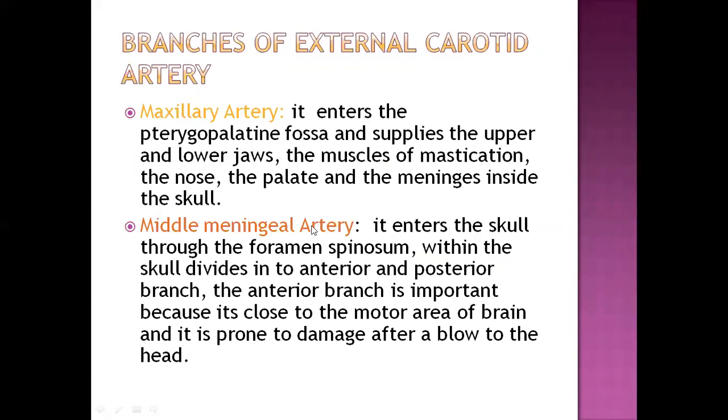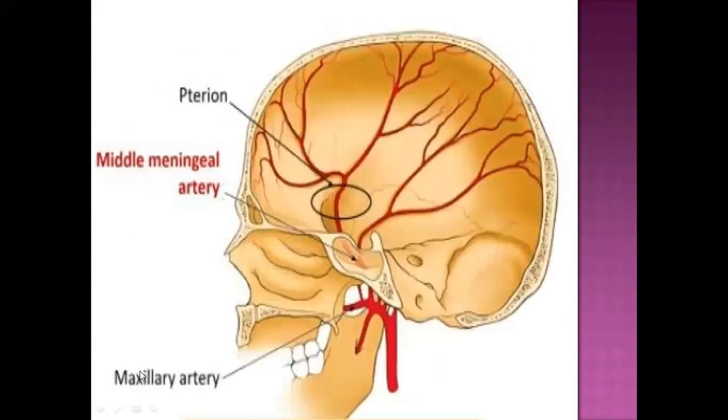The middle meningeal artery enters the skull through the foramen spinosum. Within the skull, it divides into the anterior and posterior branch. The anterior branch is important because it is close to the motor area of the brain, and it is prone to damage after a blow to the head. So it enters through the foramen spinosum and divides into the anterior and the posterior branch.